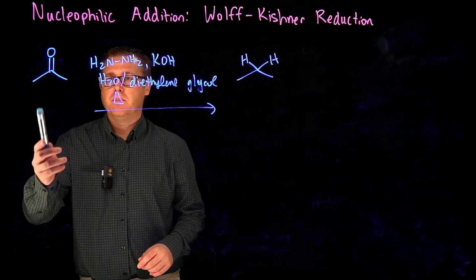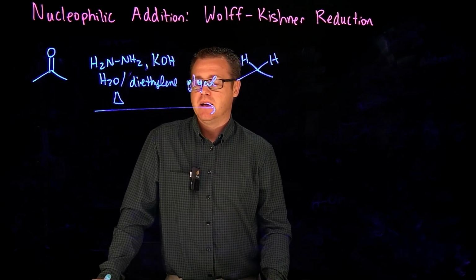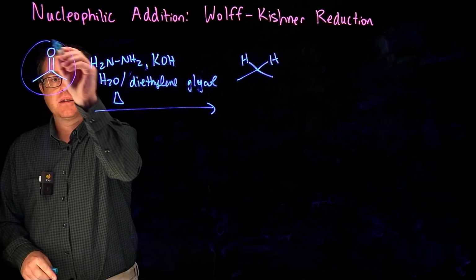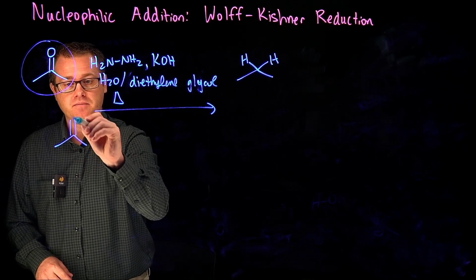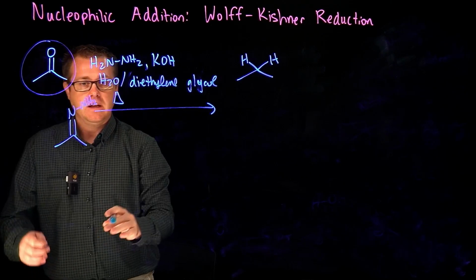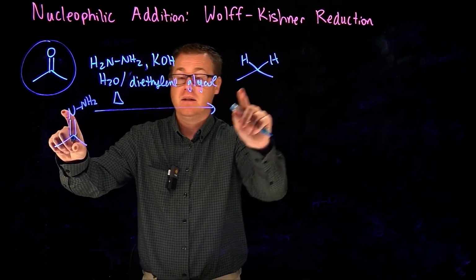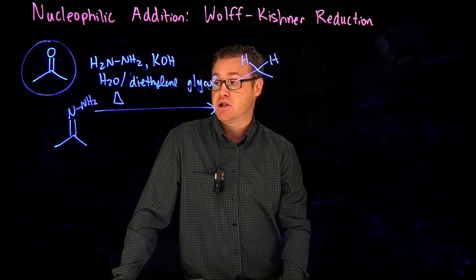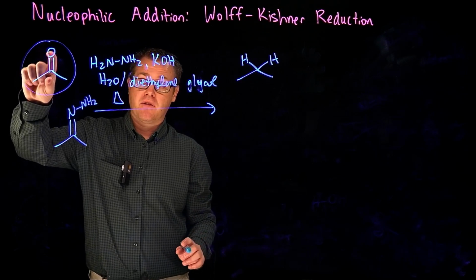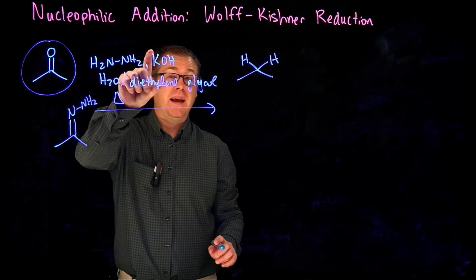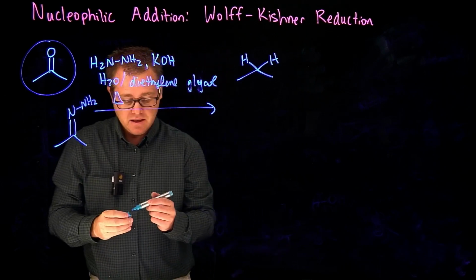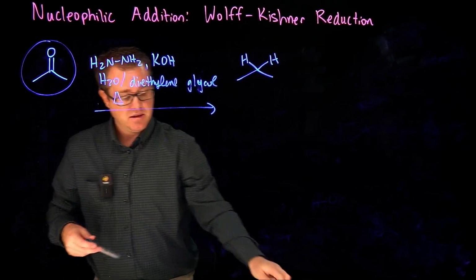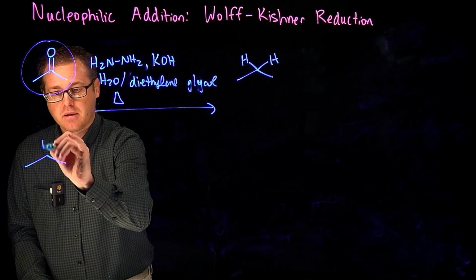Now, under basic conditions here, the mechanism is going to be slightly different in the first part. Once you convert this guy into the hydrazone, then from that point to the alkane is exactly the same. The mechanism is exactly the same that I just previously showed you. So the difference is going from the ketone or aldehyde to the hydrazone under basic conditions instead of acidic. So let's go through a mechanism that makes sense and how it can work.